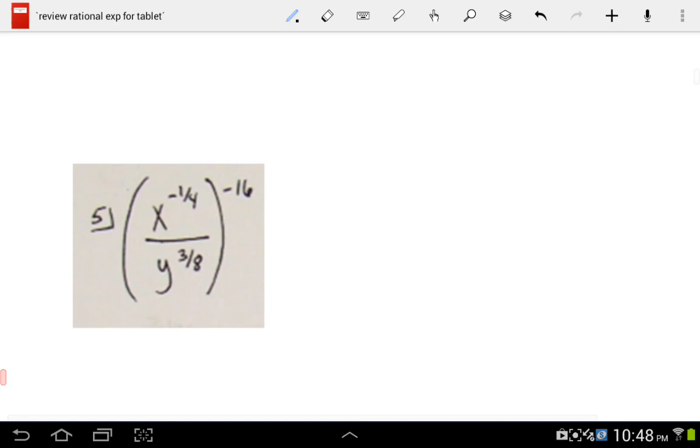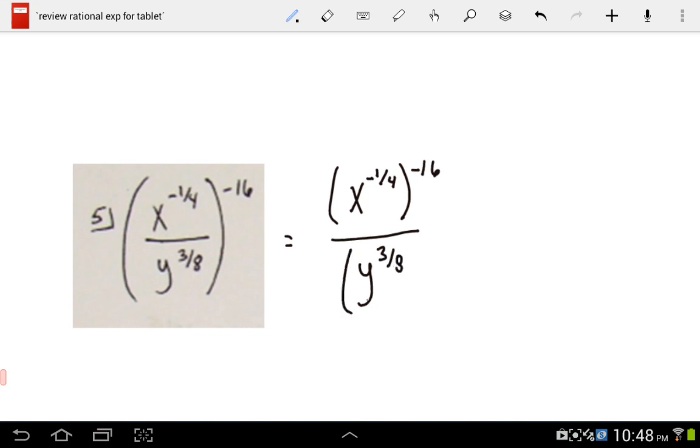Okay, on number 5, now we're doing a power to a power this time, but now we've got a quotient right here to a power. So again, we're going to write this where these are both separately here raised to the negative 16th power. And that way I can cancel out much easier. It's a lot easier to see what I'm doing there when I do them separately.